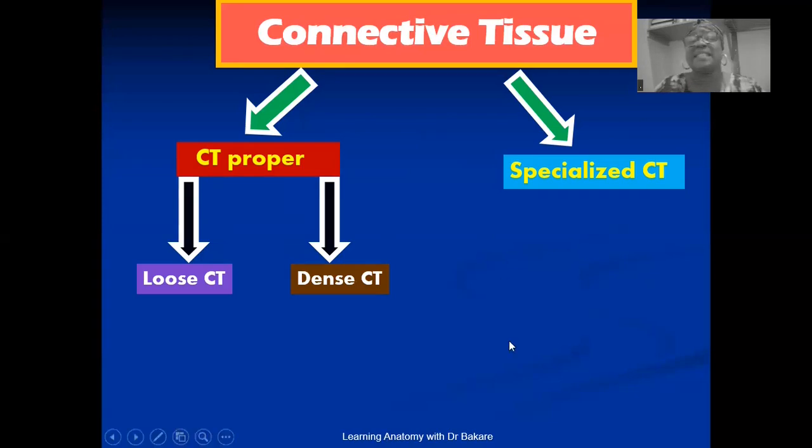If you go to the dense connective tissue type, it means that it has a high density of extracellular matrix, which means that the fibers are seen in high population, which means that this type of connective tissue will be densely packed.